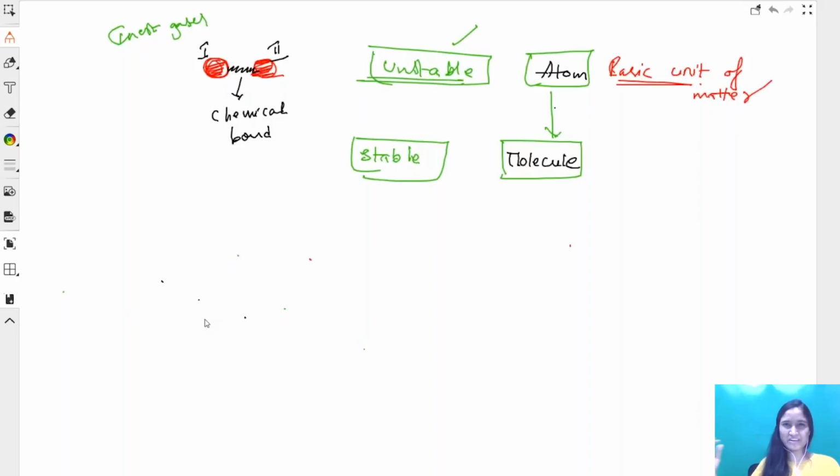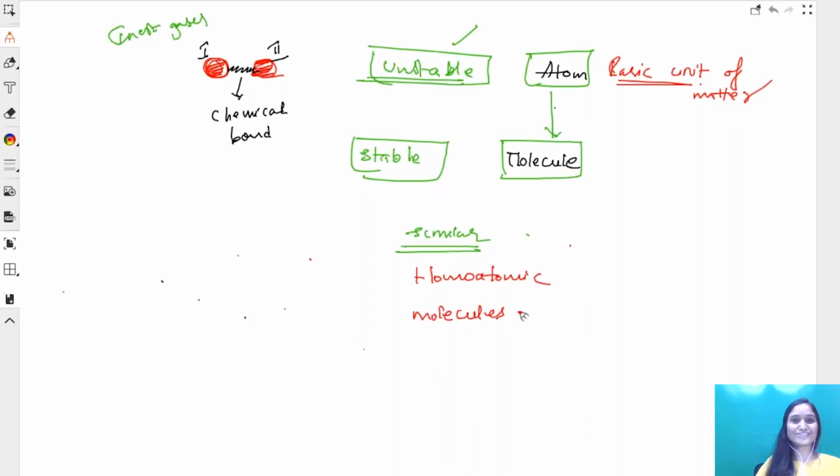Are they uniting with similar type of atoms or dissimilar? Both are possible. In case they are uniting with similar type of atoms, we call them homoatomic molecules. Remember the first poll question of today's class? Homoatomic molecules. What is homoatomic? Try to split this word. Homo means similar, atomic means atom containing molecules, right? So if a molecule is formed out of a combination of similar type of atoms, we call it homoatomic.